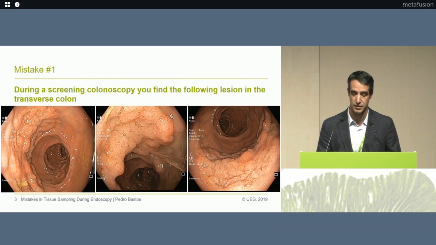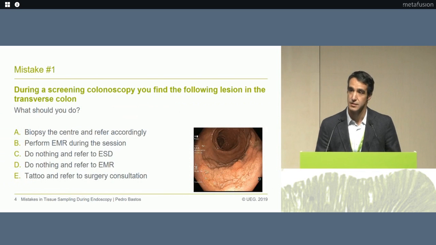colonoscopy in which you find the lesion depicted in the three pictures located in the transverse colon. You can take some seconds to look at the pictures. This is obviously not a video, but you can take a good look. And if you find one of these lesions, what should we do?